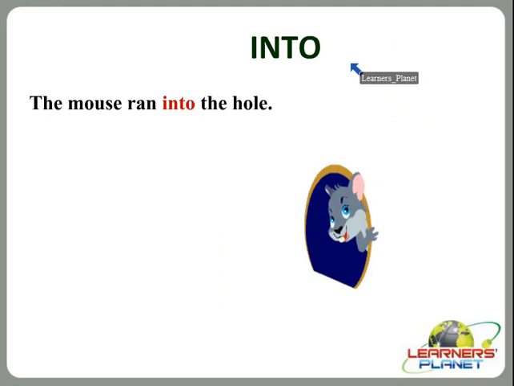Next, into. The mouse ran into the hole. Look at the mouse. The preposition into shows that the mouse has moved from one place to the other. So we will not say the mouse ran in the hole. He ran into the hole. Because if you point a finger, you can say to, and he is in the hole. But because the mouse ran, so he moved. The mouse moved, so the mouse ran into the hole.